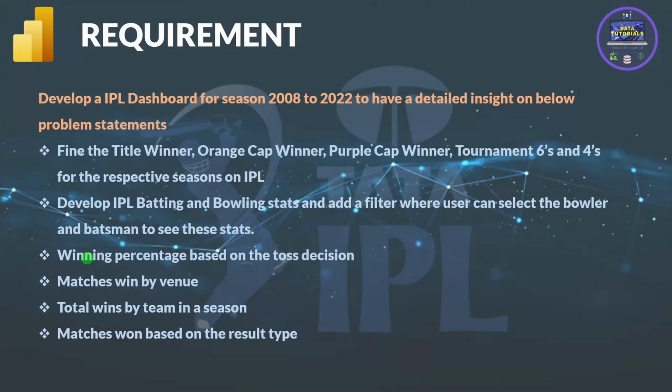Moving ahead to our next step, it is the requirement gathering phase. In this phase, we will sit with our client, have a meeting, and gather the requirements which are important for them to show in our dashboard. So we have to develop an IPL dashboard for seasons 2008 to 2022 to have detailed insight on the below objectives. First one is to find the title winner. There is a spelling mistake here. It is find the title winner, orange cap winner, purple cap winner, the total tournament sixes and fours hit for that particular IPL season, and this will be a KPI.